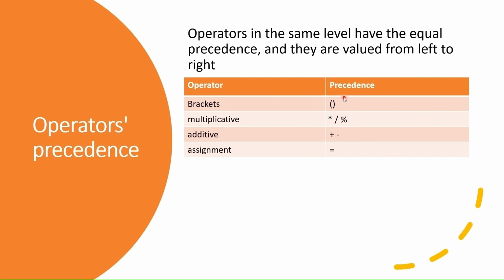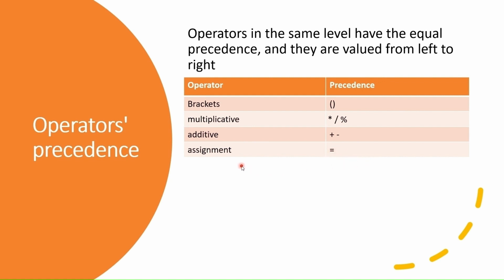So in this table, we can see the brackets have the highest precedence. And the second one is the multiplicative: multiplication, division, and the modulo. The third level is additive: addition and subtraction, which will be plus and minus. And the last one is the assignment. So for example, if you have 9 equals 4 plus 5, it will start by first doing the arithmetic operation, which is 5 plus 4, then using the equal to 9.